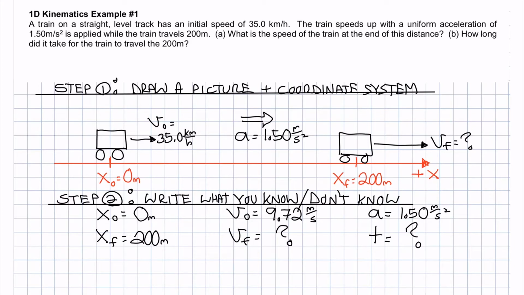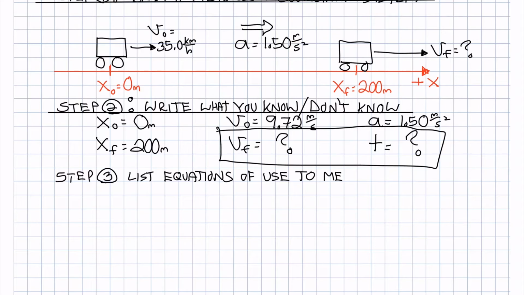So at this point we've been able to list everything we know and don't know. I like step 1 and step 2 because even though we haven't done any mathematics or solved the problem yet, we've got a handle on the problem now. You've visualized it, and we're ready for step 3. And that is list equations of use to me. Or of use to use, I should say.